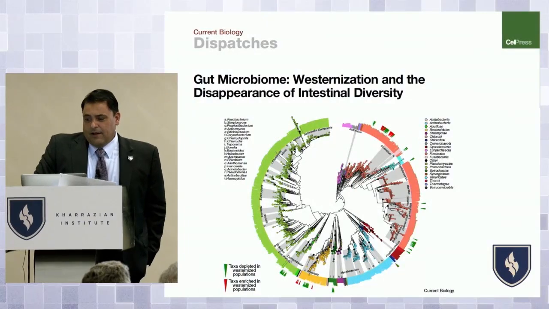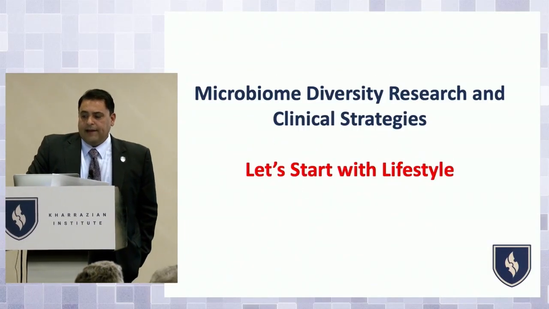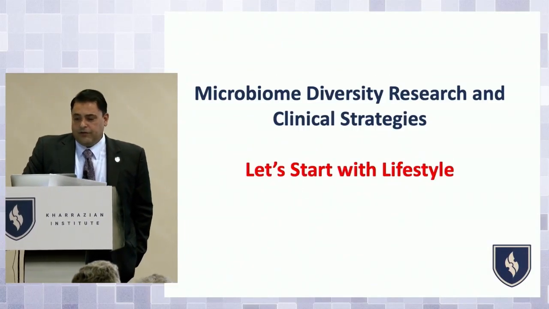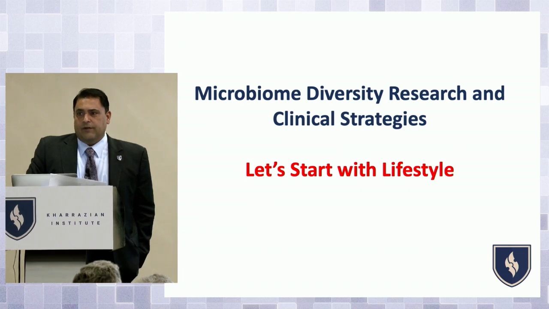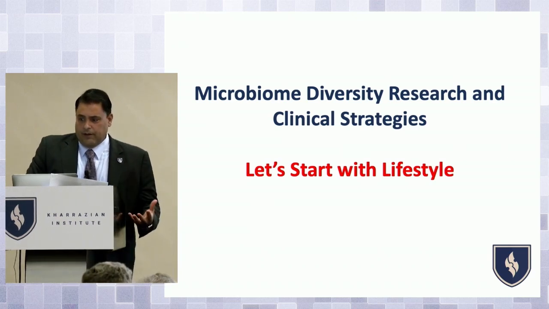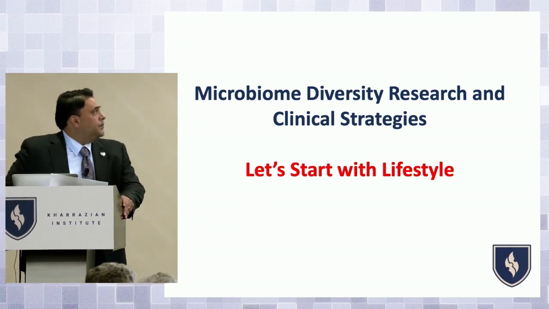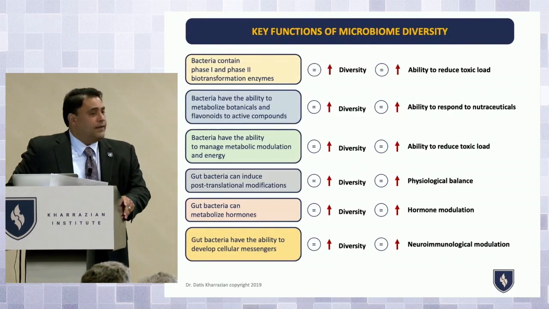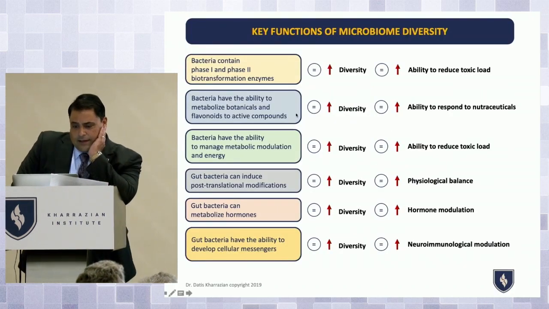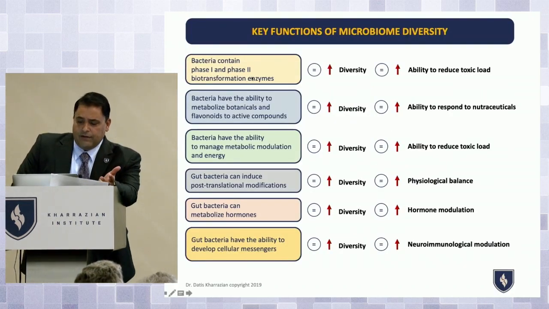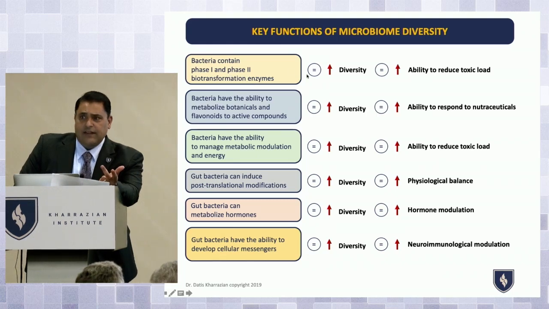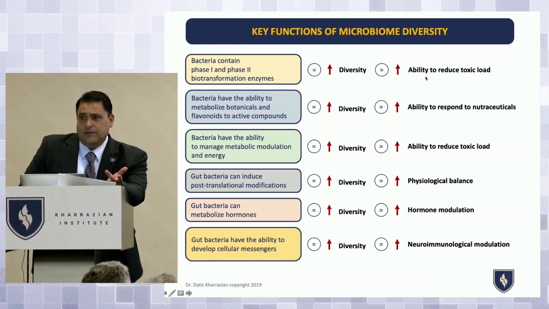So, what impacts microbiome diversity? What have researchers found? And what does the microbiome really do? That's what I want to go over with you. Okay? So first of all, the microbiome does many things. It actually contains phase 1 and phase 2 biotransformation enzymes, just like the liver, to detoxify chemicals.